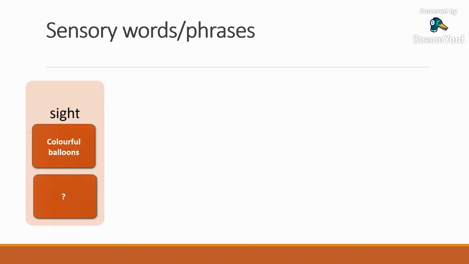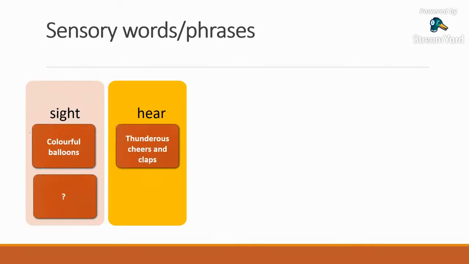What can you see during the Merdeka or Independence Day celebration? I'll continue, then I'll look at your answers in the comments. Please write in the comments. Next, you can hear thunderous cheers and claps. When you clap, yay, and then you cheer and clap, okay? Thunderous means very loud. So find another example for hear.